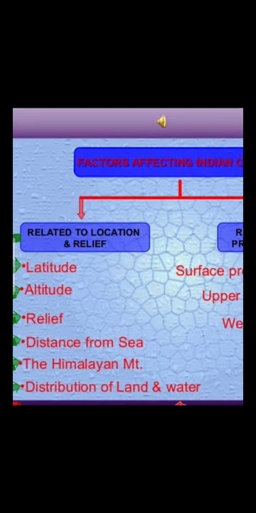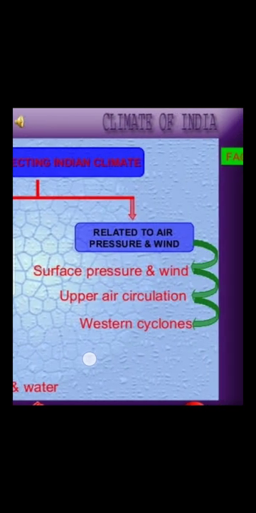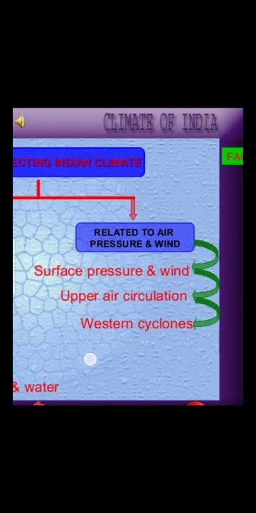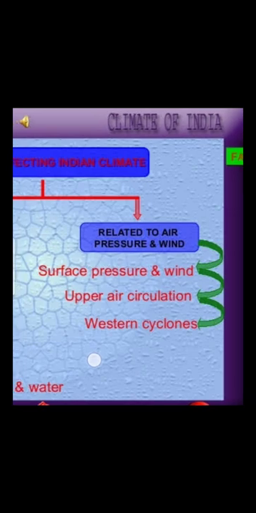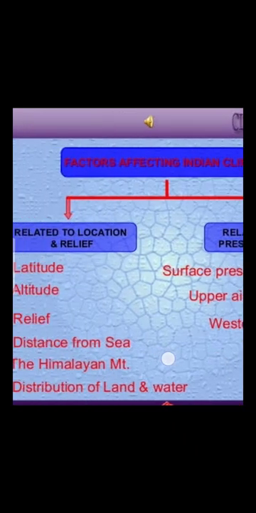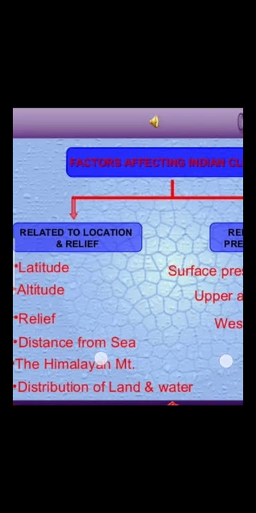please focus, it was the latitude, altitude, relief, distance from the sea, Himalayas, distribution of land and water, surface pressure and wind, upper air circulation, that was the jet streams, western cyclones or western disturbances. So these were the various factors which were affecting the climate of India. And children, these factors are important as reasoning based questions are asked from these.